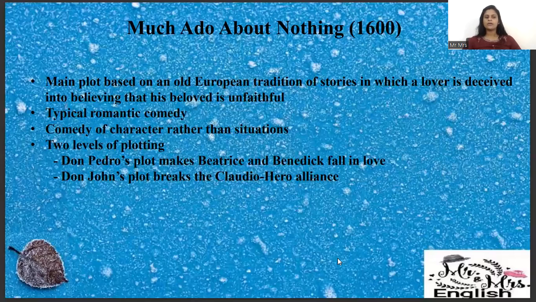Then another important mature comedy, which came during that time, is Much Ado About Nothing, which was also performed in 1600. The main plot is based on an old European tradition of stories in which the lover is deceived into believing that his beloved is unfaithful. This is actually an old European tradition. This kind of drama or plot is very common, and it is also a source of this play. It follows this old European tradition of stories, in which the common theme is that the lover is manipulated by someone else into believing that his beloved is unfaithful.